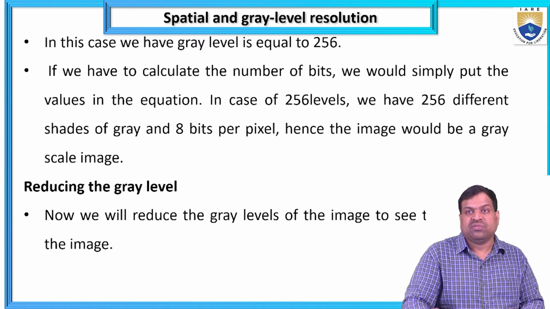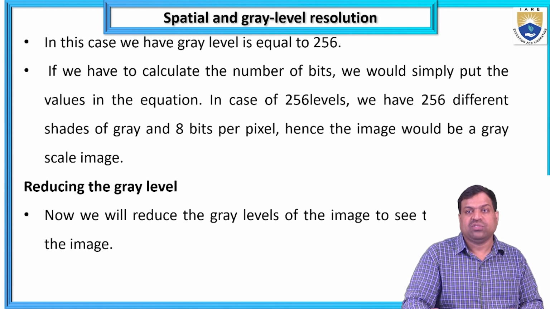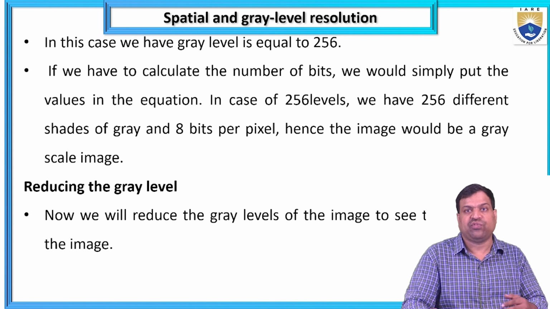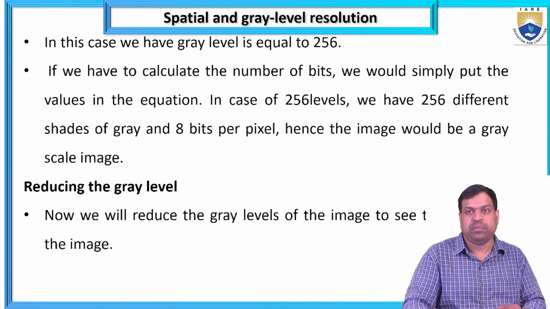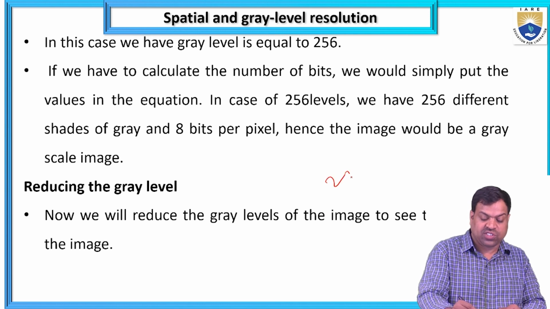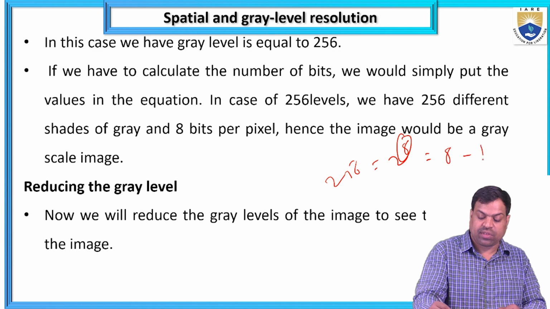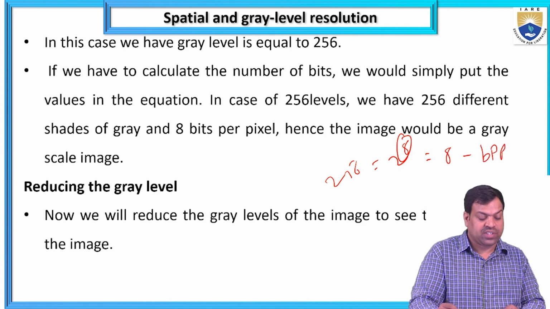In this case, we are taking 256 gray levels. We have to find out how many bits are there in 256. Simply, 256 levels means 256 different shades of gray, that is 8 bits per pixel. Hence the image would be a gray level image. So 256 means 2 power 8, so 8 bpp. 8 bits per pixel are there.